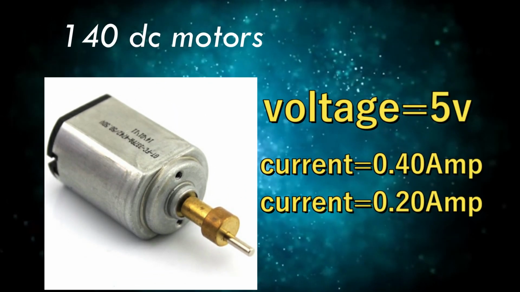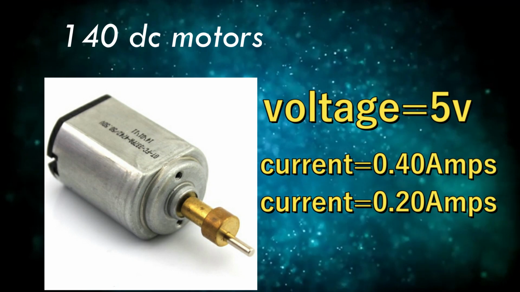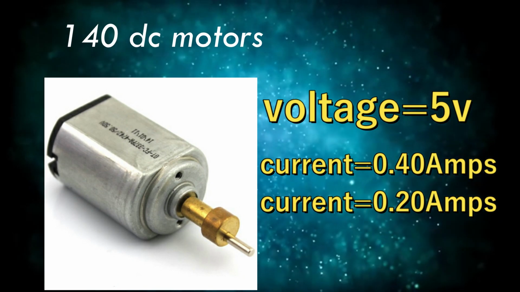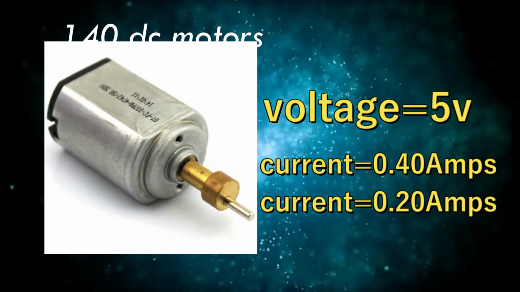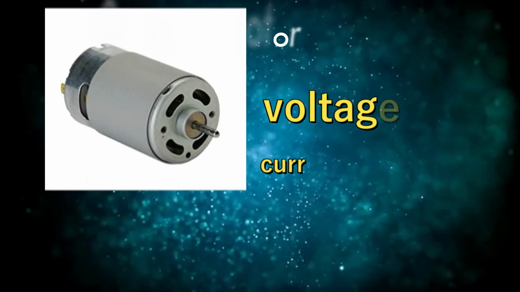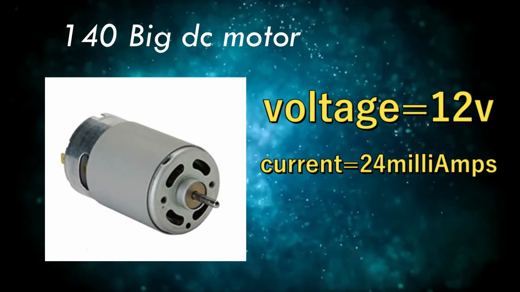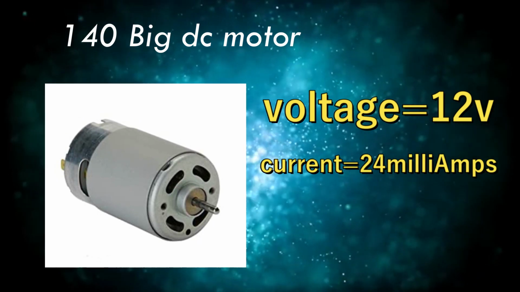140 DC motor. We have two motors with this name. Its voltage is constant at 5 volts and the current consumption of these motors is different. Those are 0.40 amps and 0.20 amps. 140 big motor. Consumes 12 volts and 24 milliamps of current. It is used for hair dryers and trimmers.